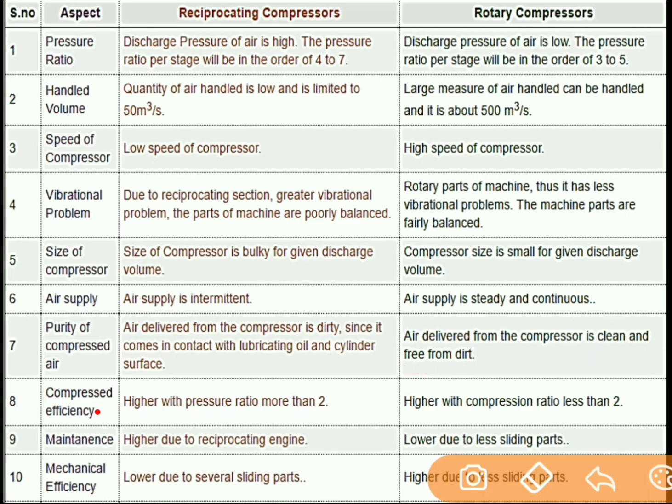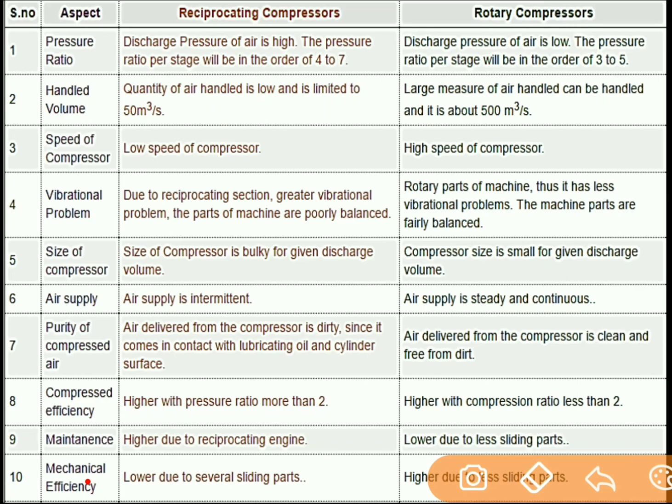Eighth point, compression efficiency. Compression efficiency is higher with pressure ratio more than 2 for reciprocating compressor. Whereas for rotary compressor, efficiency is higher when the compression ratio is less than 2. So reciprocating is suitable for high pressure ratio, whereas rotary compressor is suitable for less pressure ratio. Ninth, maintenance. Reciprocating compressor requires high maintenance because of reciprocating parts such as piston and cylinder. Rotary requires less maintenance because of fewer sliding parts.